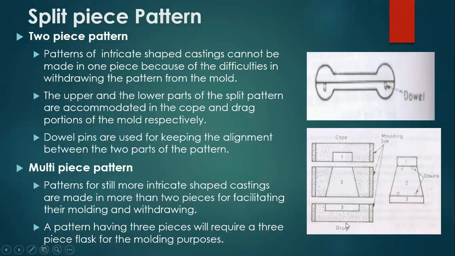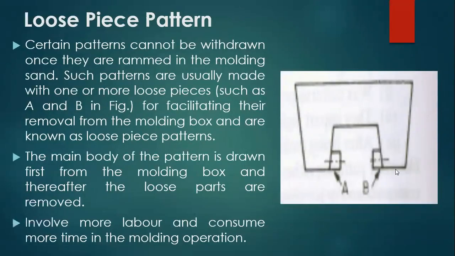In case of a 3-piece pattern also we are using dowel pins to keep the alignment between the 3 parts, that is 1, 2 and 3. These are the 3 different parts. This is the split piece pattern. Next is the loose piece pattern. Again this is called a loose piece pattern because A and B, whatever you are seeing in the diagram, these A and B are called loose pieces, and they are temporarily attached to the main body of the pattern.